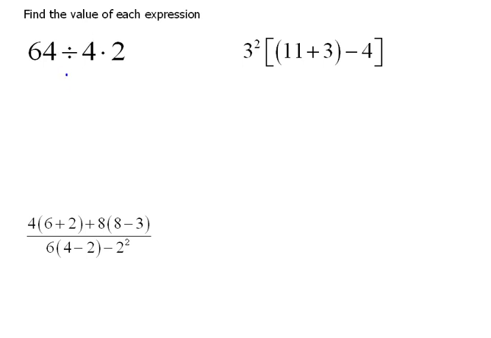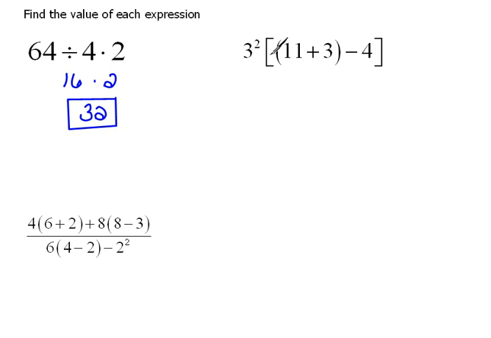64 divided by 4 would be 16, and then I'm going to recopy and do everything else. Now we have 16 times 2, which would be 32. Now, if you did this the opposite way, you would not get the correct answer. So it must be done in the proper order.